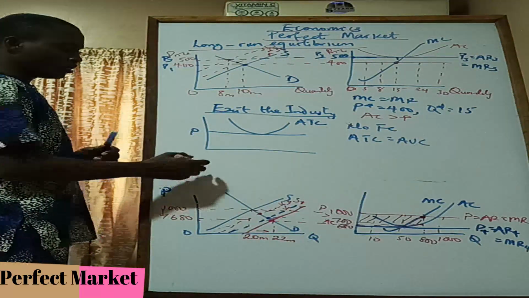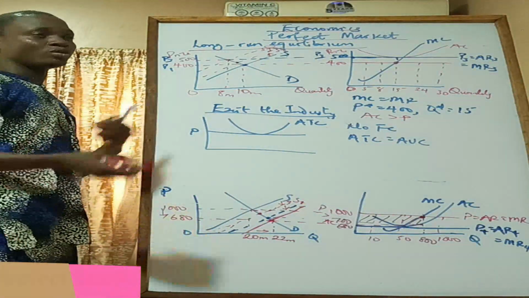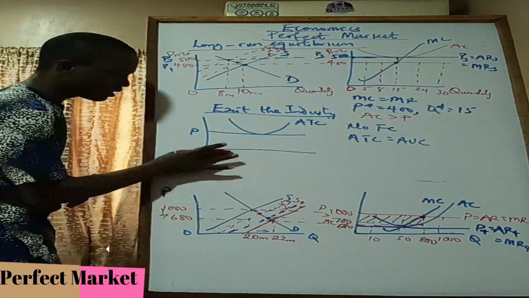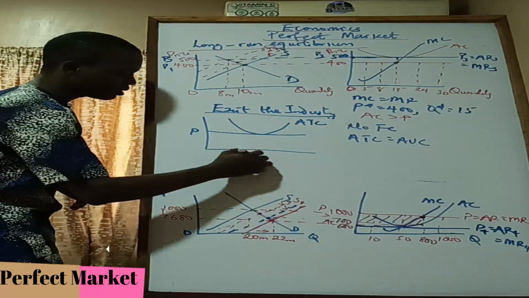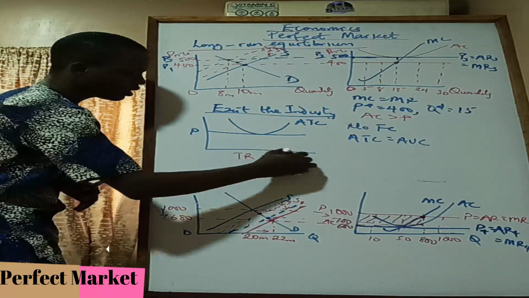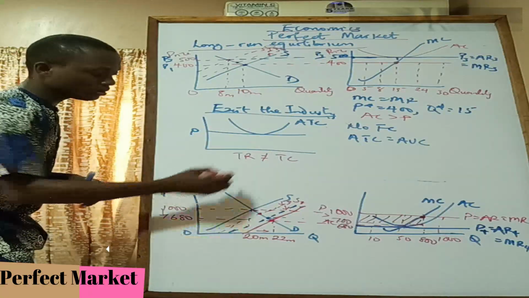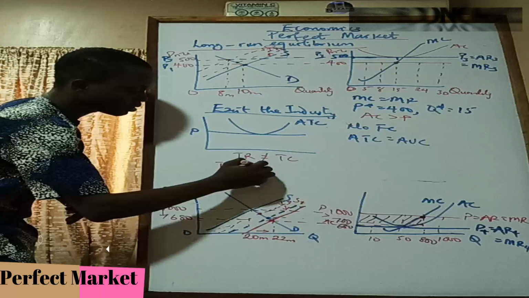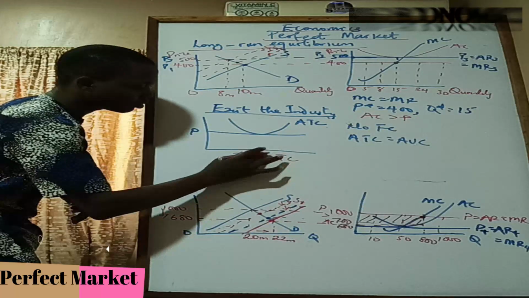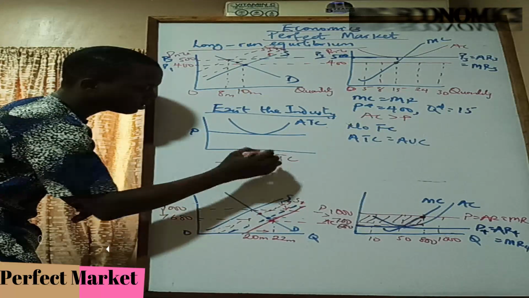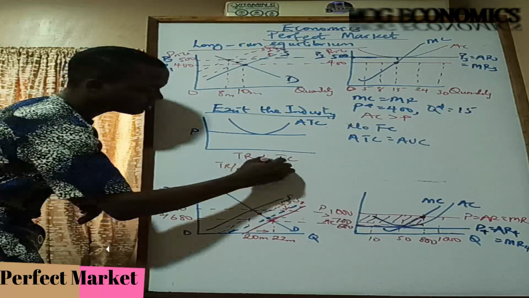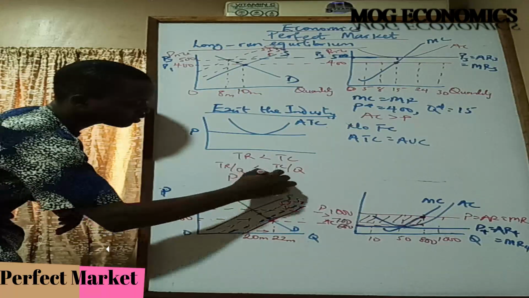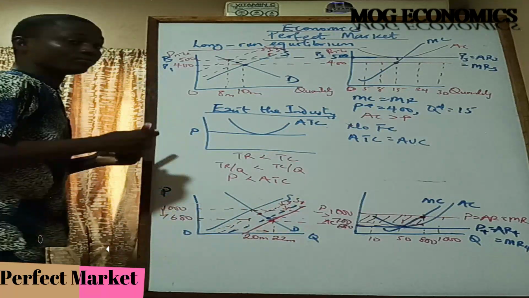So if in the long run, after you can vary all of your factors of production to match different levels of demand, you still realize that you are producing at a point where your TR cannot cover your TC, then you should get out, right? So when you divide this by Q, let's say TR is lesser than TC. So TR over Q is lesser than TC over Q. So basically, your price is lesser than your average total cost. You should get out of this. You should just leave.